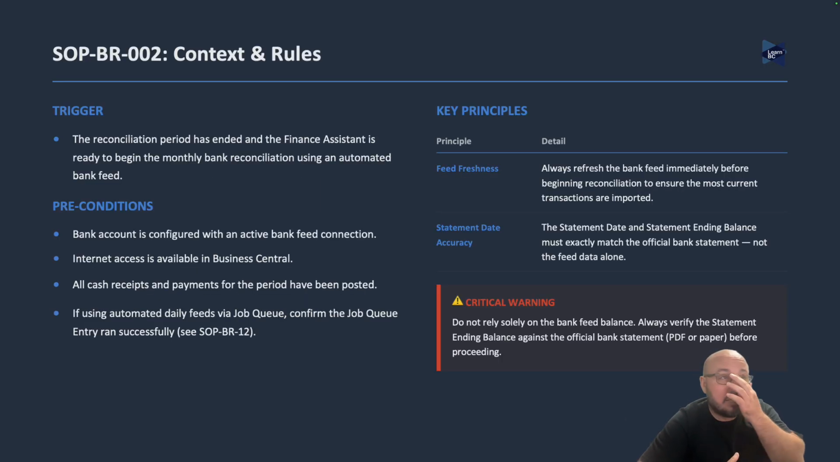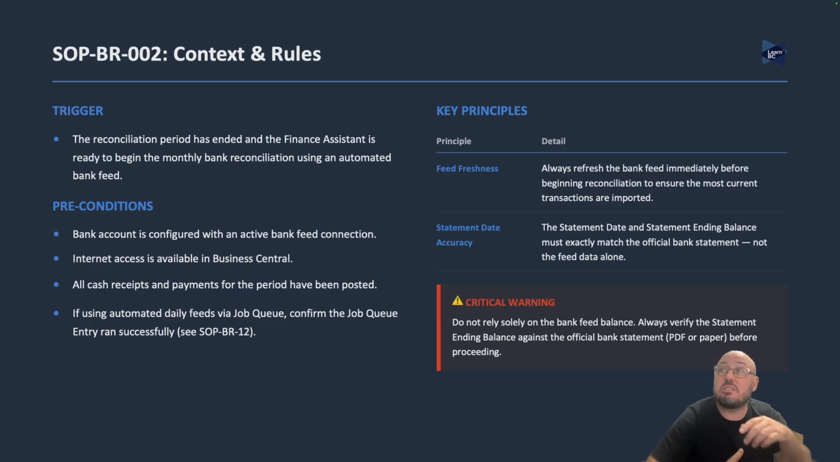But the trigger here is the reconciliation period has ended for the finance assistant and is ready to begin the monthly bank reconciliations. Let me say this, that we don't do it like this in Australia. We get a statement update daily from the bank. So it means the reconciliations, we run it daily.